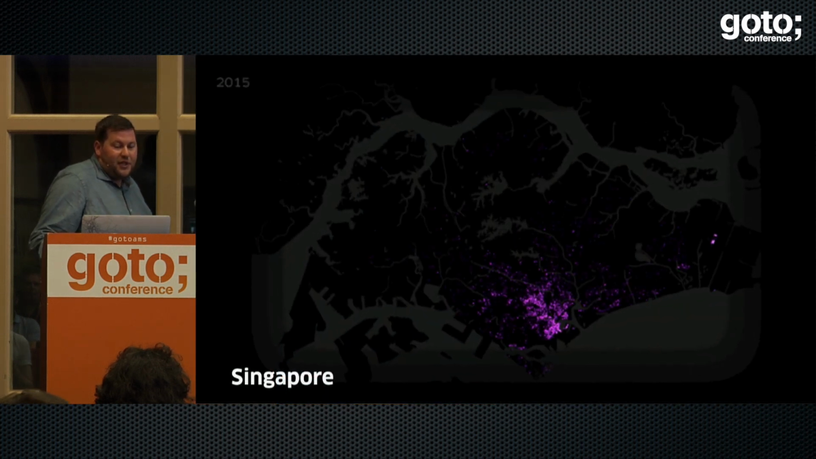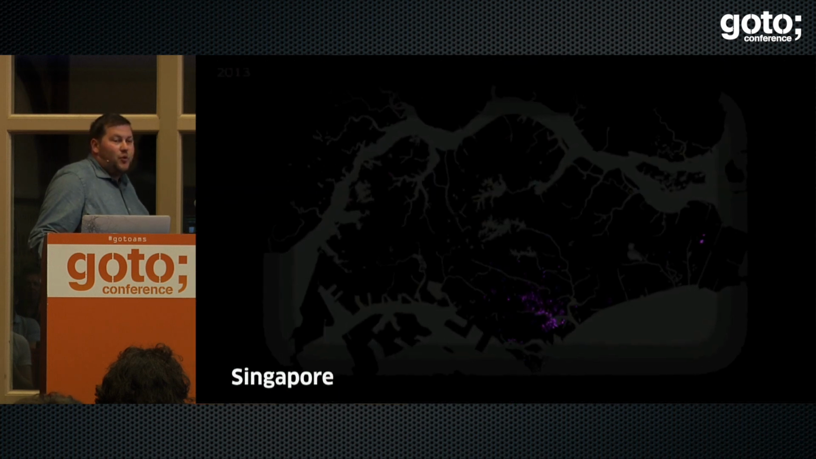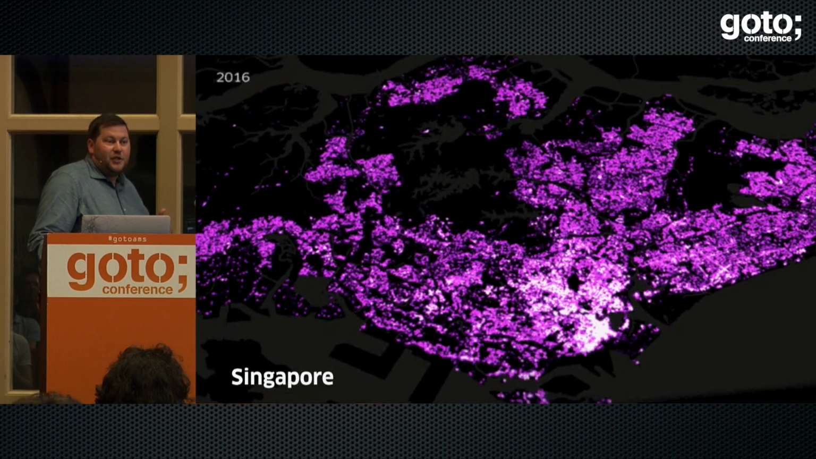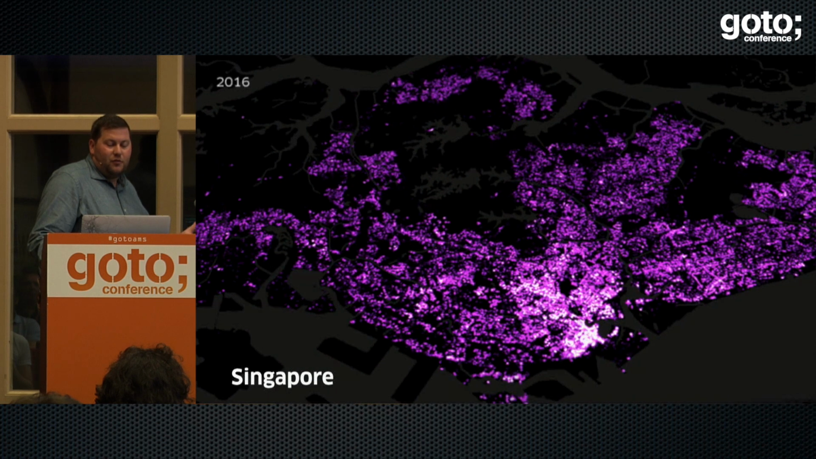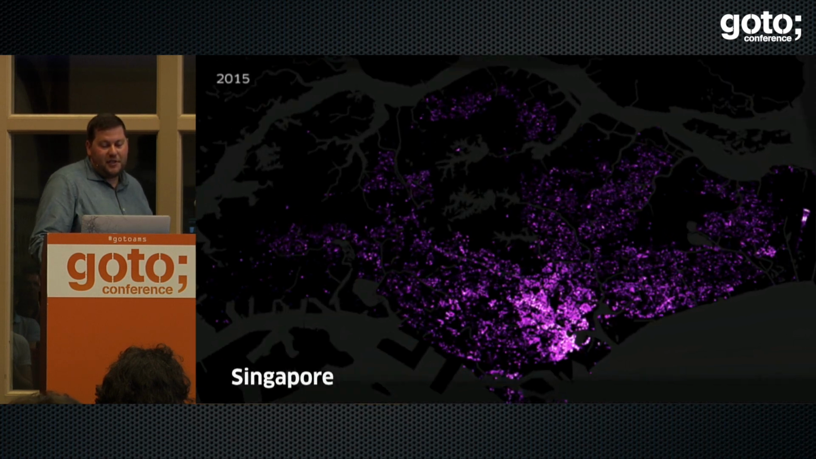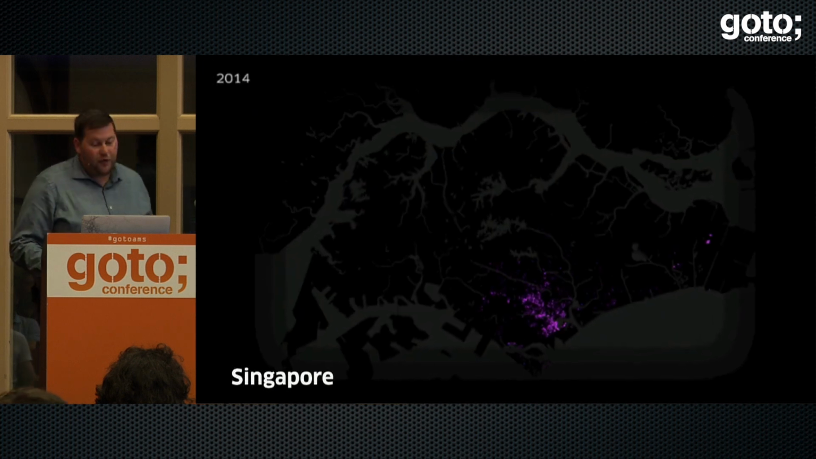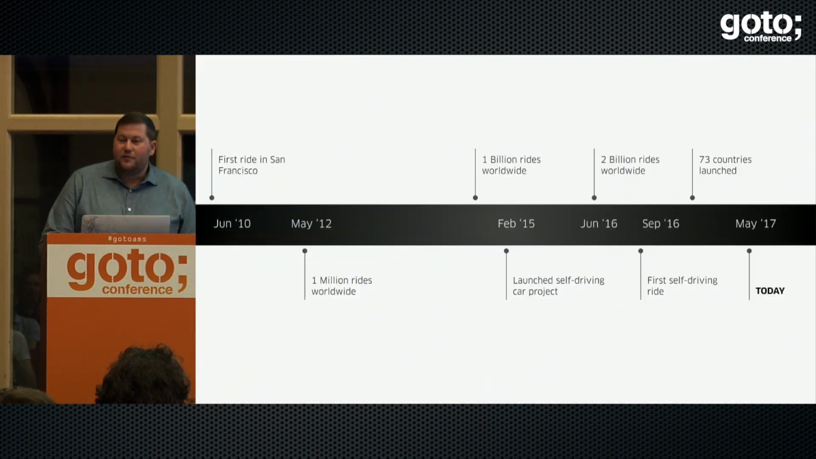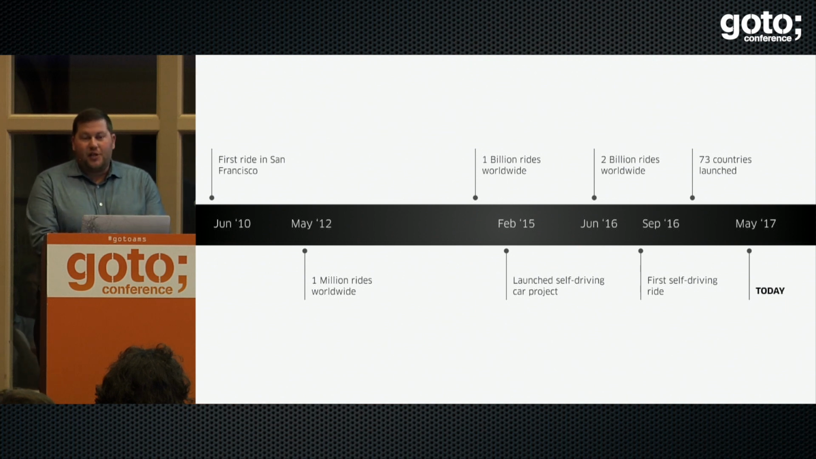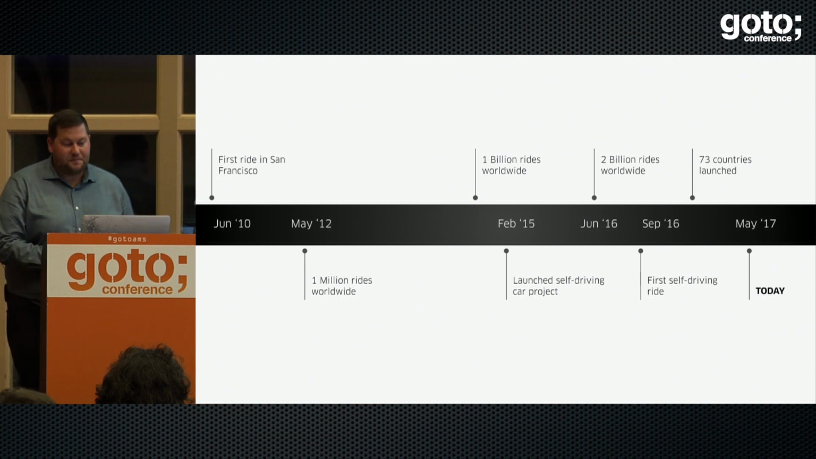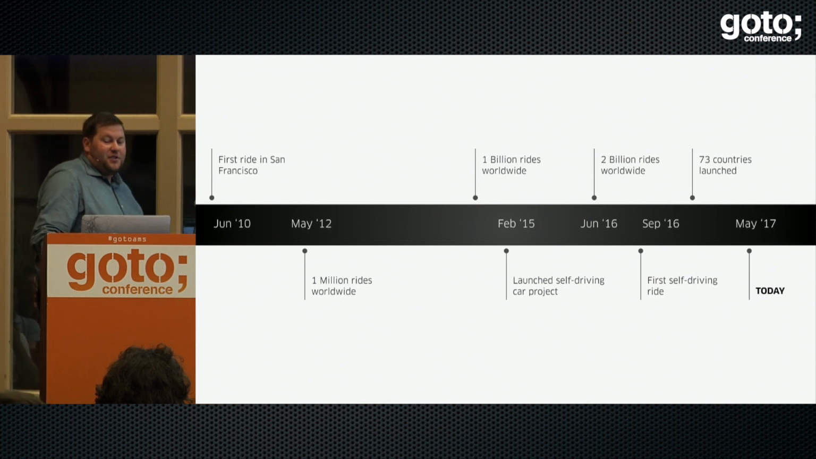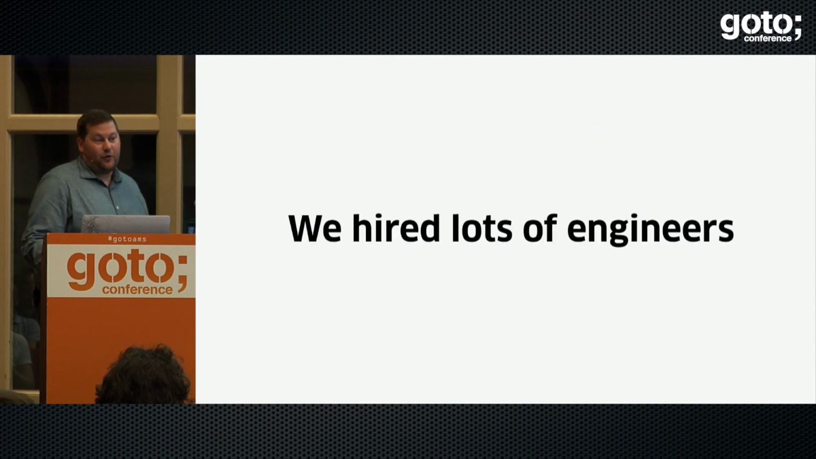This is a visualization of New Year's Eve from 2013 to 2017. This is Singapore on New Year's Eve from 2013 to 2017 every year. And so you can see the scale of the growth year over year. In June 2010, we launched our first ride in San Francisco. By May 2012, we hit 1 million rides worldwide. And we hit 1 billion rides by February 2015. Today we exist in more than 73 countries. If you look at the scale and the timeline of this, it's really quite fast. And to understand why we use JavaScript in certain ways and how we've iterated on it, you need to understand the scale of the growth.